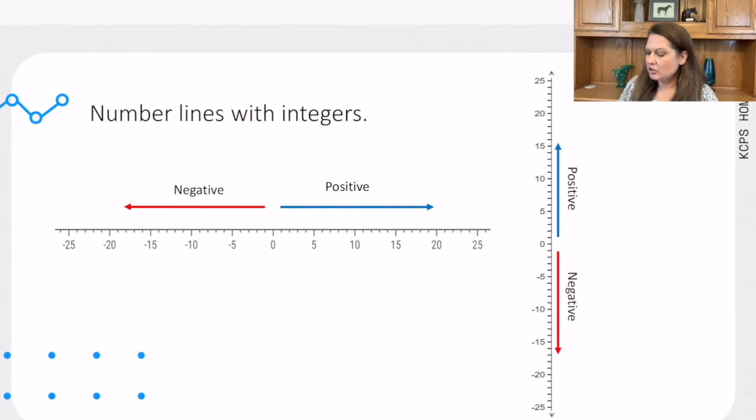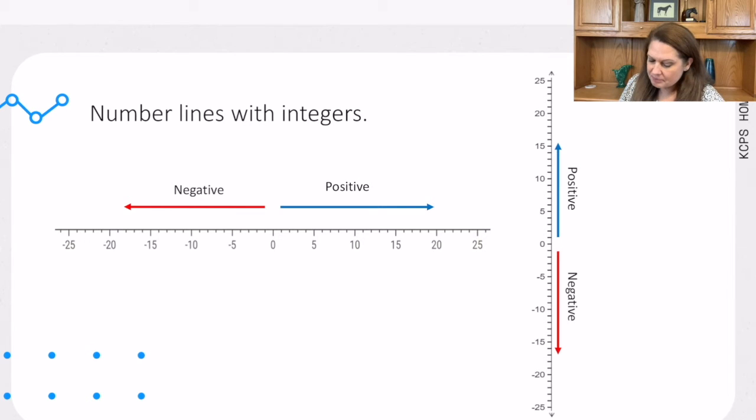And most of the time you're going to see a number line that looks similar to this. It's either horizontal or it's vertical. Now, I prefer to draw number lines horizontally when I'm solving equations because it's just faster for me to go left or right.